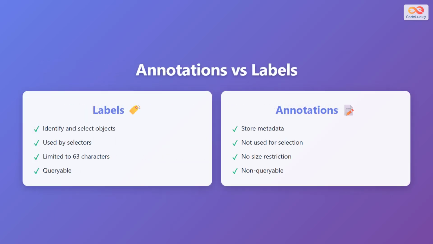It's important to understand the key differences between annotations and labels. Labels are designed to identify and select objects. They work with selectors and are queryable, but they're limited to 63 characters. Annotations, on the other hand, are meant for storing metadata. They cannot be used for selection, they're not queryable, but they have no size restrictions. This makes annotations perfect for storing detailed information that doesn't need to be searched or filtered.